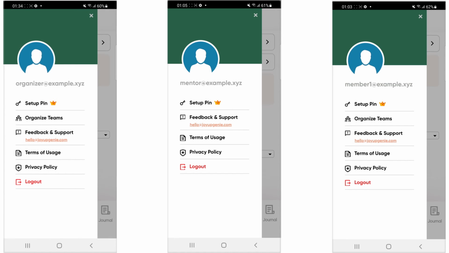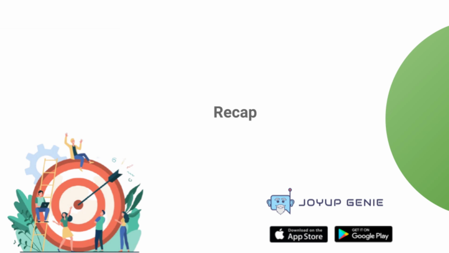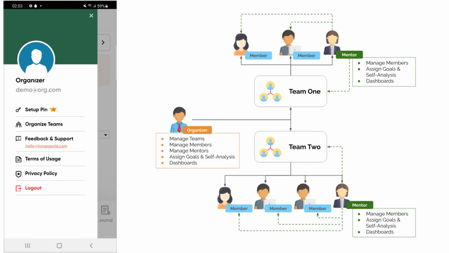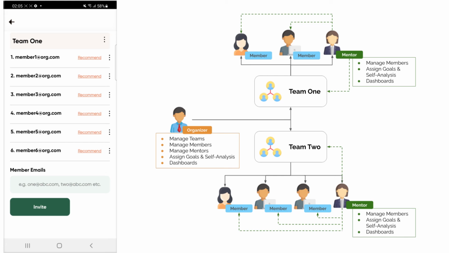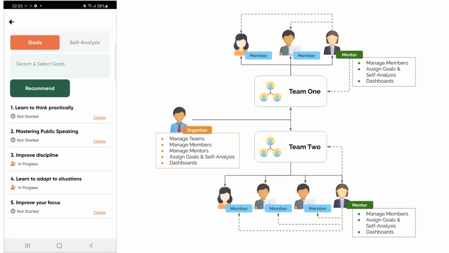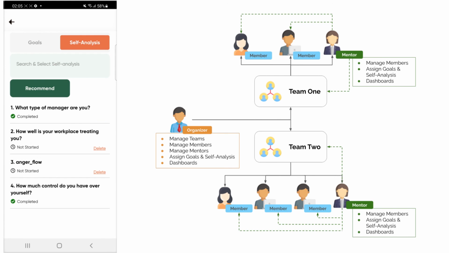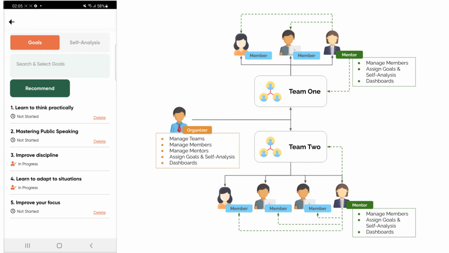This brings us to the end of the demo. We will now do a quick recap while looking at the screen of another organizer, with a lot more teams and members. We can also see an image that describes the relationship between different roles. Please pause the video and pay close attention to the diagram on the right. Also look closely at the organizer screen on the left. You should be able to relate to the concepts already described in the demo.